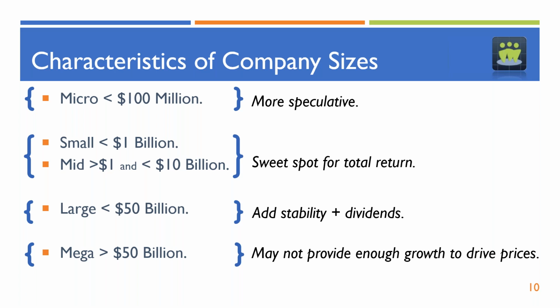More of the return might come from dividends, which are taxable at higher rates than capital gains, and so overloading on large company stocks can reduce your overall returns. And then we call out a separate category of mega companies with revenues greater than 50 billion. These can tend to be slow growers.